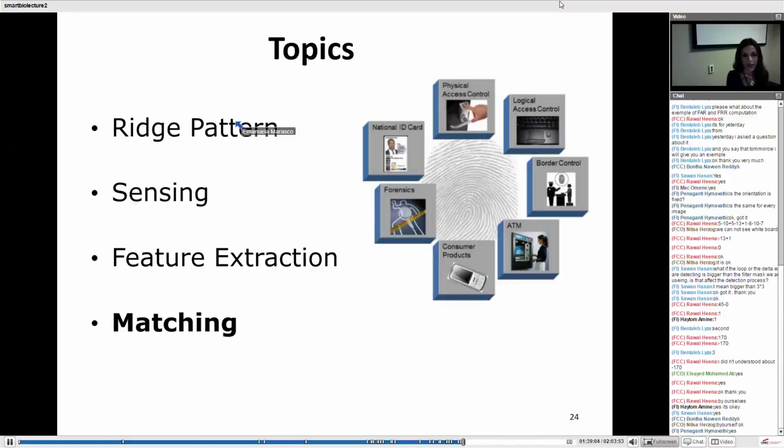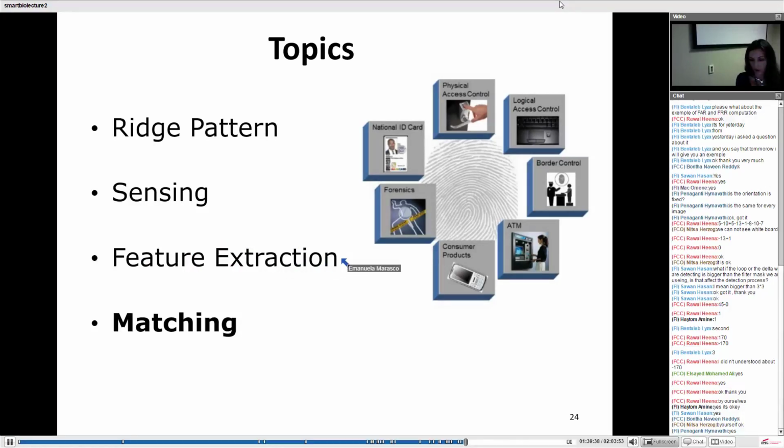And then, talking about what we did, so now we can have a summary. We defined the ridge feature that we are interested in extracting, because it characterizes with uniqueness the identity of an individual. We also had a brief overview of the sensing technology: optical, capacitive, thermal.